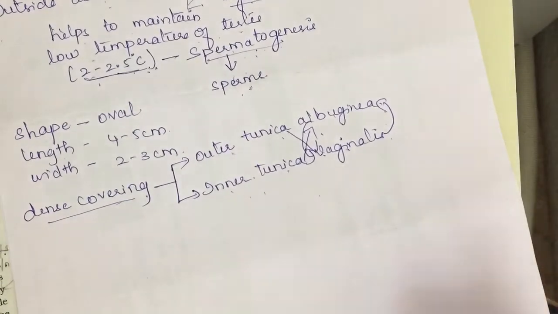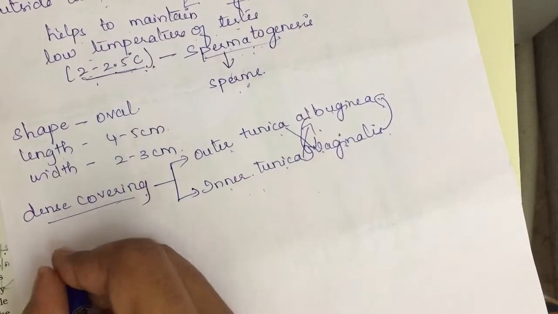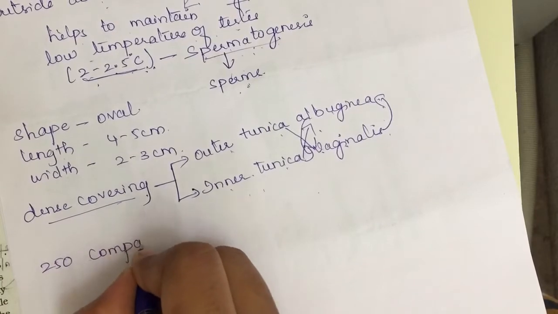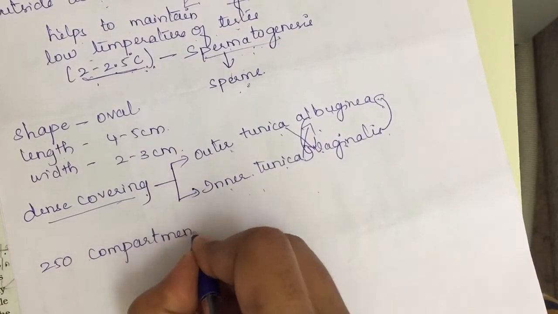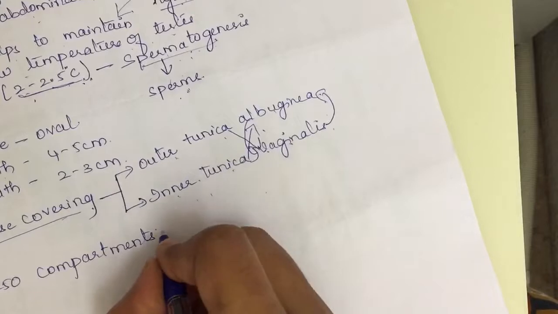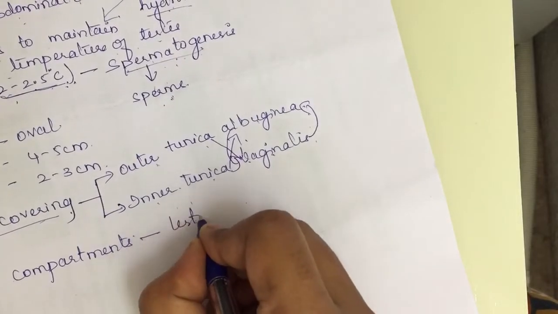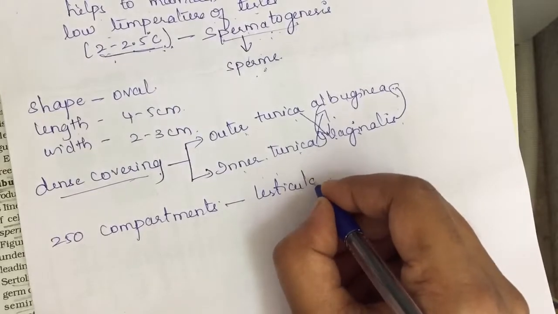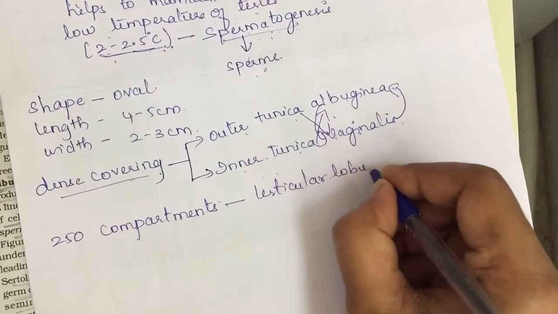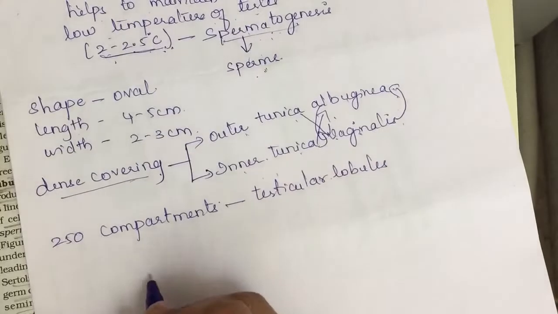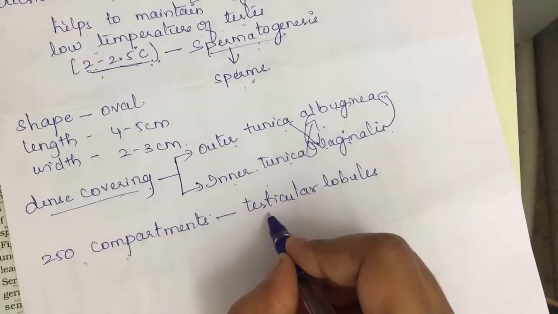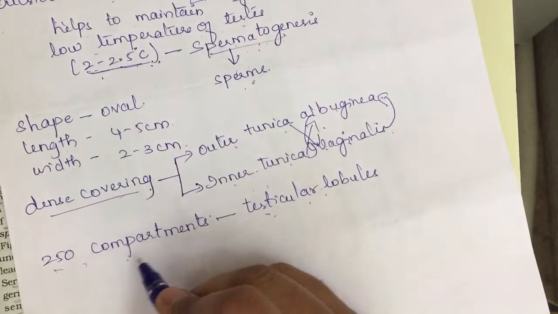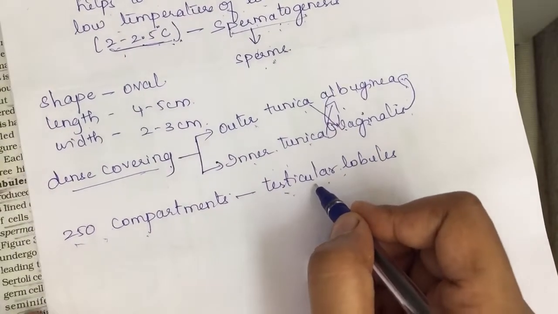Now after that, the testis has 250 compartments. These compartments are called testicular lobules. How many compartments? 250, which means how many testicular lobules? 250 testicular lobules are present in each testis.